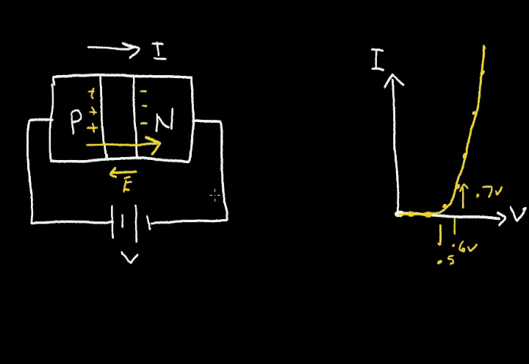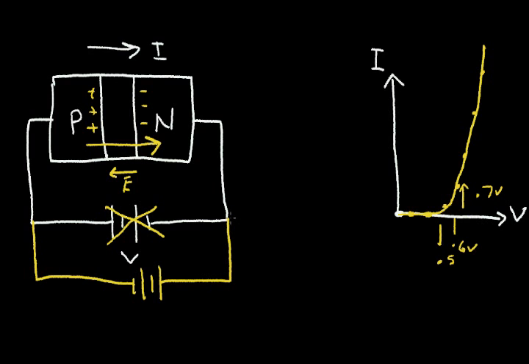So let's analyze what happens if I reverse the polarity of this battery. So I'm going to remove this battery. I'm going to connect one with the opposite polarity. So let's connect the negative terminal to the P region. I'm going to connect the positive terminal to the N region. So this has been deleted here.